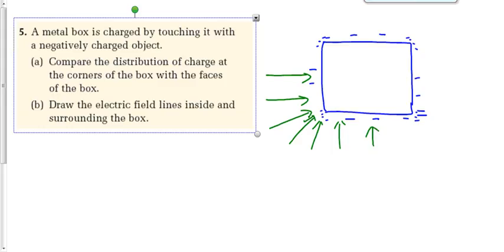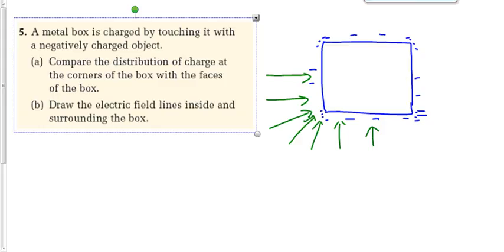What do you notice about the electric field lines at the corner versus along the sides of this metal box? Dylan? Yeah, they're tighter together. And what does that mean about the strength of the electric field? Yeah, it's a stronger electric field. And it makes sense that it's a stronger electric field, right? If you've got more charges there, then it's going to produce a stronger electric field at that point.